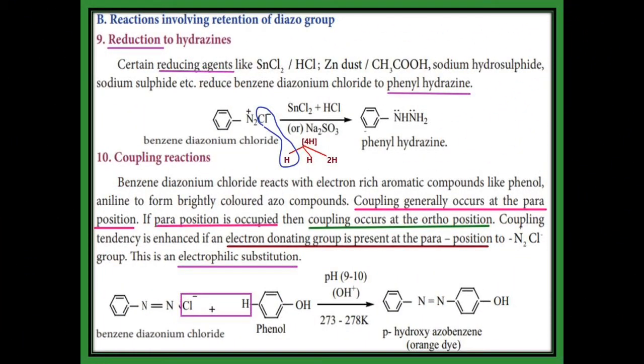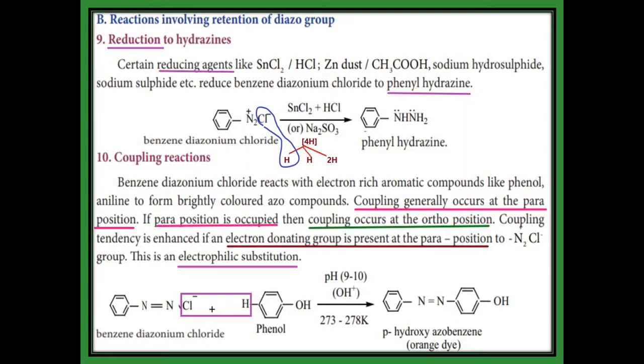So far we studied replacement reactions and also loss of nitrogen, but hereafter we are going to study the reduction of diazo group, meaning here the nitrogen is never lost. The first one, reduction to hydrogen. What is reduction? Reduction means addition of hydrogen. So with the help of tin chloride with HCl, zinc dust with acetic acid, or sodium hydrosulfide or sodium sulfide, then addition of hydrogen is going to take place.